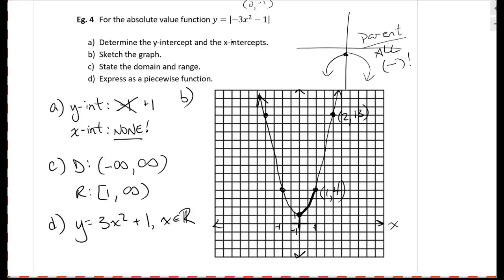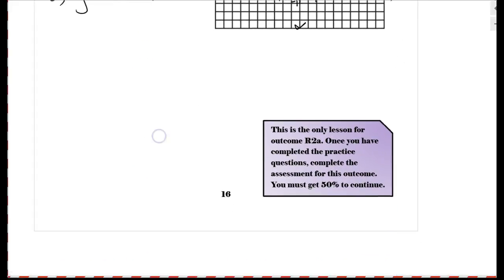So you've got lots of practice questions. Now you'll see this note at the bottom of the page. Disregard that. I'm going to combine R2A and R2B to be just R2. So you'll do that assessment after the last lesson for this unit.